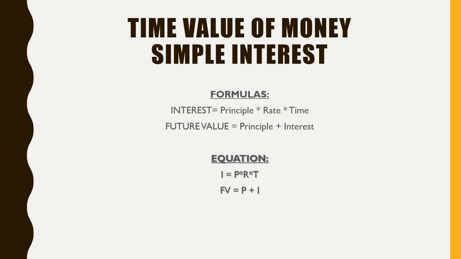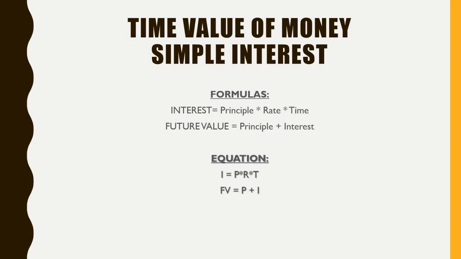Now, if you want some kind of mnemonic device for this, you could say "pretty." For simple interest, it's pretty, because you do P times R times T equals I. Future value, you just add the original investment to your interest. So this is the simple interest formula.